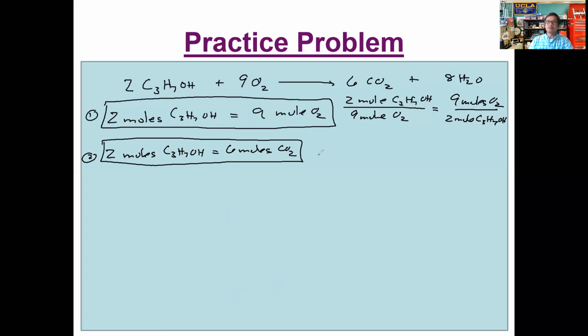Based on this, we can set up 2 ratios as well in order to compare these 2. Let's write out the 2 ratios. We have 2 moles of C3H7OH over 6 moles of CO2. We can take the reciprocal of this, and that's going to be 6 moles of CO2 over 2 moles of C3H7OH.